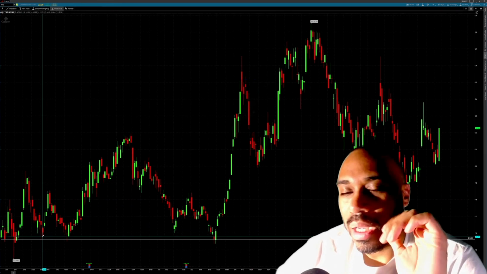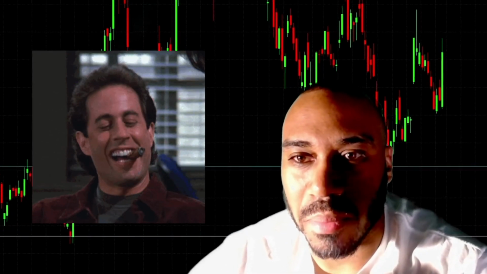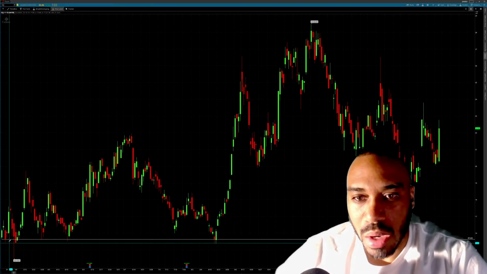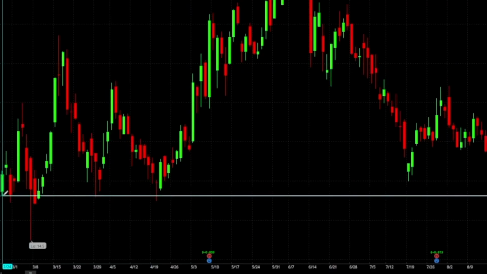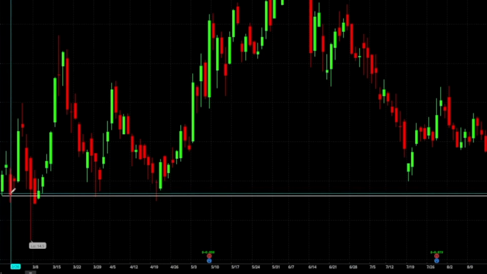Now, as you know, a line is derived of 2 points. You take point A and point B, and you connect them, and that forms a line, right? So when I was looking at this at first, I'm like, all right, this is my point A right here, this very first green candlestick on the 24th of February of last year. And then the next point was the 26th of February of last year, just 2 days later.